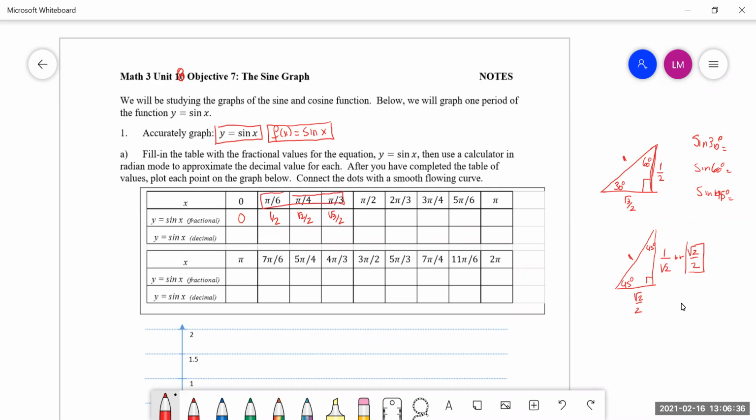This is our quadrant 1, okay? The sine of 1/2 a pi is 1. The sine of 2/3 of a pi is √3/2. The sine of 3/4 of a pi is √2/2. And the sine of 5 pi over 6 is 1/2. And the sine of pi is 0.